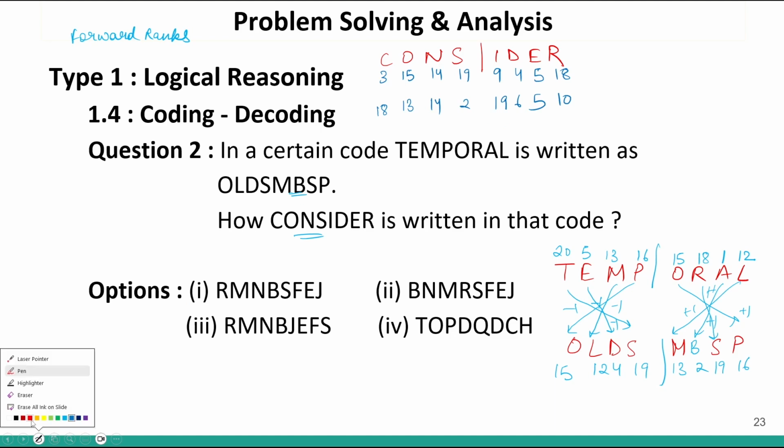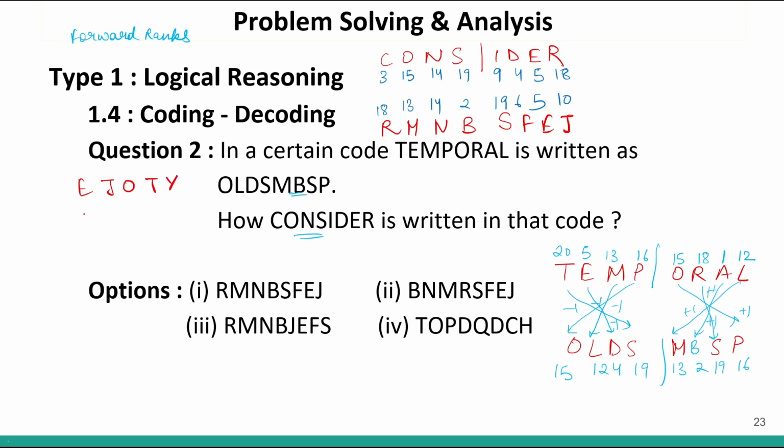Now let me give them alphabets. At 18th position we have R. At 13th position we have M. At 14th position we have N. This is B. At 19th position we have S. Then we have F, E, and J. To remember the forward ranks, I have told you a shortcut called EJOTY, where E represents 5, J represents 10, O is 15, T is 20, and Y is 25. So you can use this shortcut as well to remember forward ranks. Okay, so the code will be R, M, N, B, S, F, E, J.